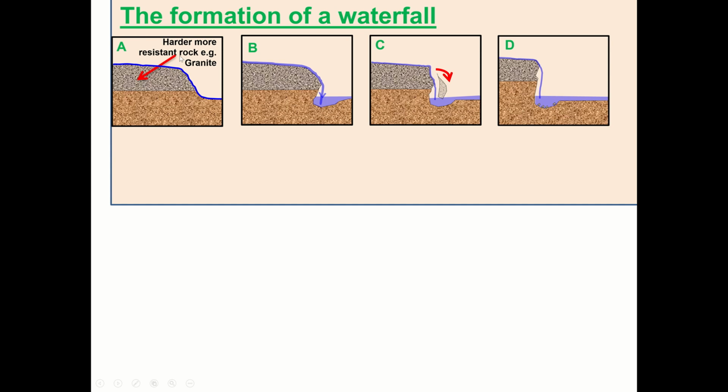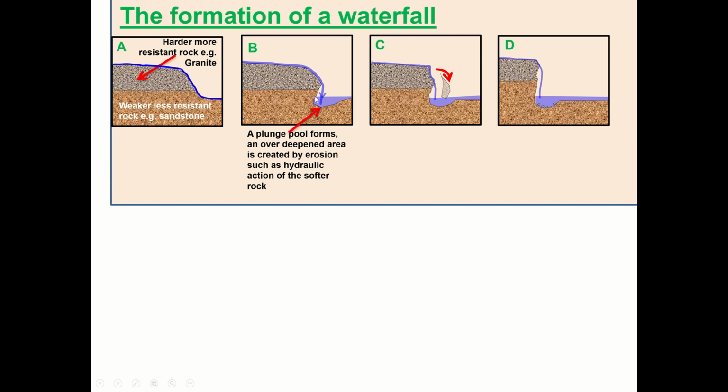Waterfalls occur where we have a harder, more resistant rock like granite overlying a softer, less resistant rock like sandstone. So over time, the erosion processes, like hydraulic action, that's the shear force of the water, will erode an over deepened area at the base of the waterfall, which is called a plunge pool.